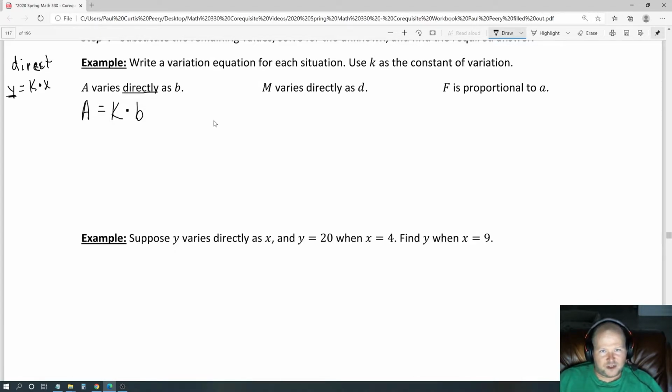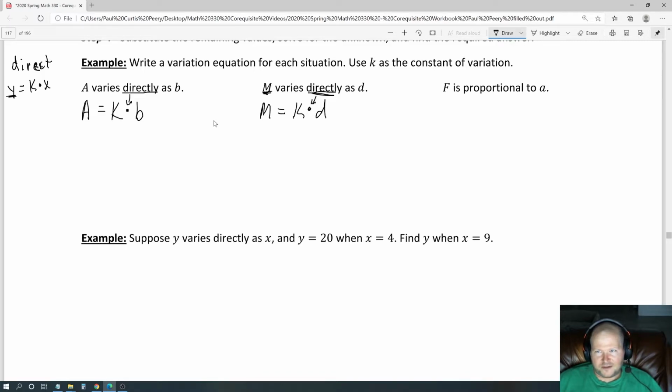Next, we have M varies directly as D. First of all, it says directly, so we know it's multiplication just like the previous one, but we're going to put M first. M varies directly, and when they say directly, that means multiplication. And then we put as D.